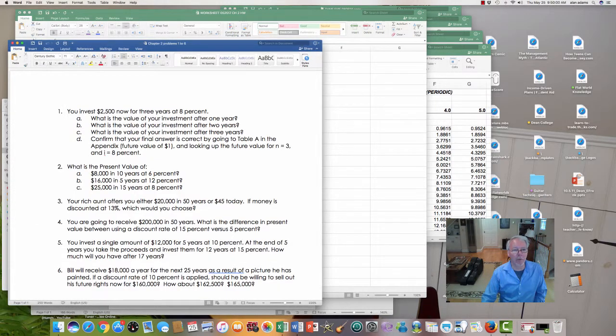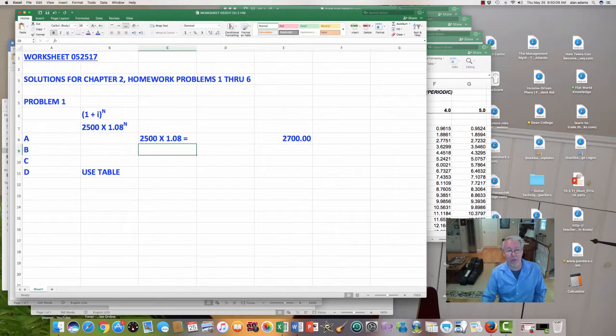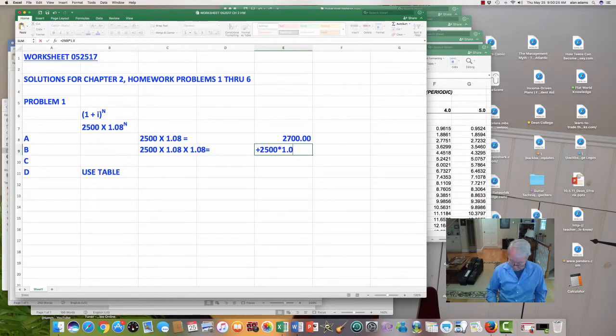Okay, in the case of B, where it is after 2 years, as you look back at our original question, B, what is the value of your investment after 2 years? Notice I'm not asking you for the amount of interest. I'm asking you for how much your investment is worth in total. Okay, that's going to be 1.08 to the second power. That's another fancy way or shorthand way of saying 2,500 times 1.08 times 1.08, okay? So if you math that out, 2,500 times 1.08 times 1.08, you would get $2,916, okay?